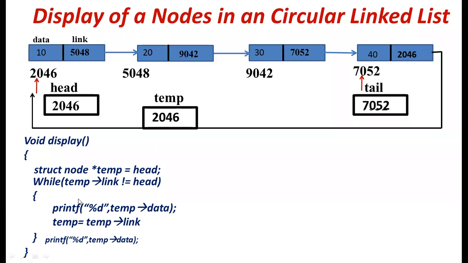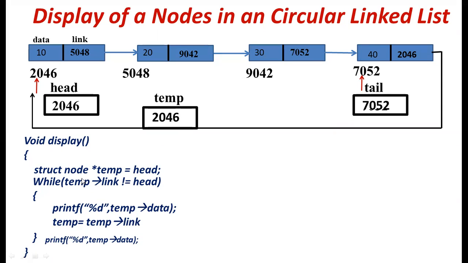Sorry, first temp to link 5048 not equal to head, so it will display 10. 9042 not equal to head, it will display 20. 7052 not equal to head, it will display 40. 2046 is equal to head, so it will not display 40. It will come out of the while loop.